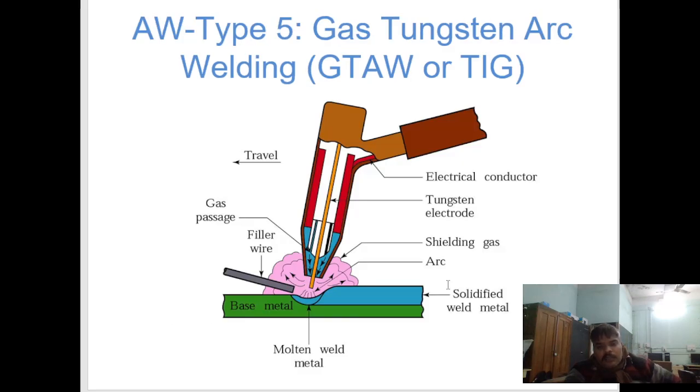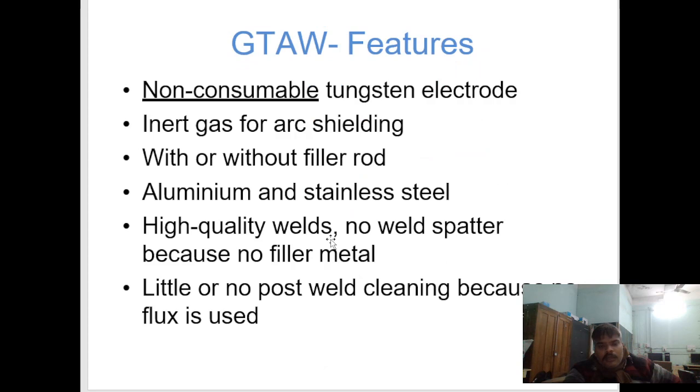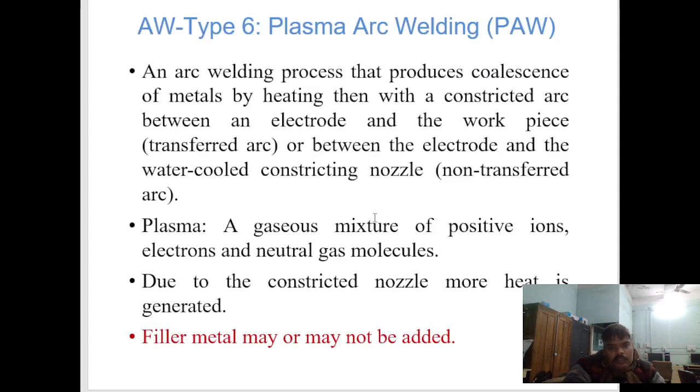Gas tungsten arc welding. Here a tungsten electrode is used. Non-consumable tungsten electrode, inert gas for arc shielding, with or without filler rod, for aluminum and stainless steel, high quality weld, no weld spatter because no filler metal, little or no post weld cleaning because no flux is used. Here no cleaning is required because we are not going to use the flux. Inert gas is used for arc shielding.